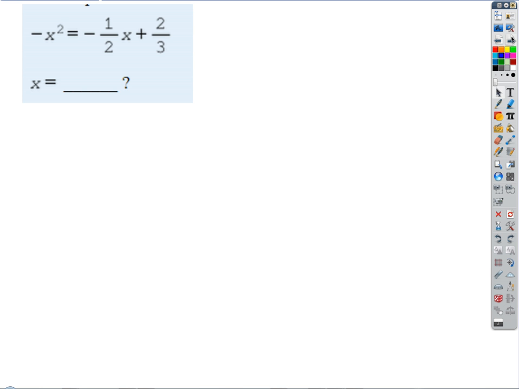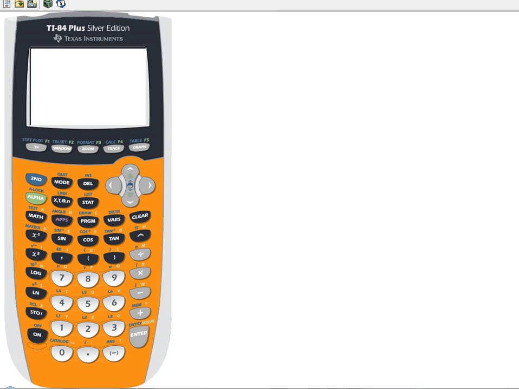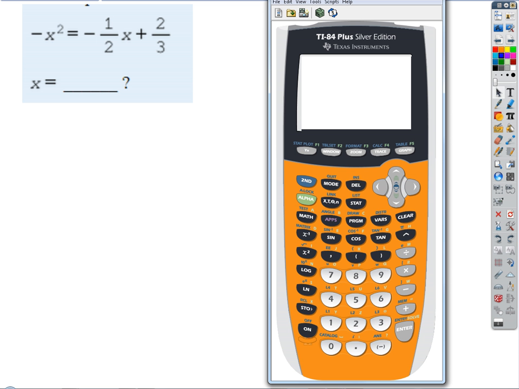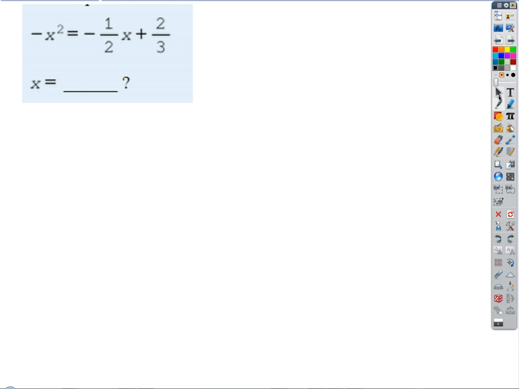The other really valuable way to do this, the other way I want you to know how to do these, besides the quadratic formula, is that you can also do this graphically. All you have to do is really simple. All we have to do here, why does it just keep doing that?